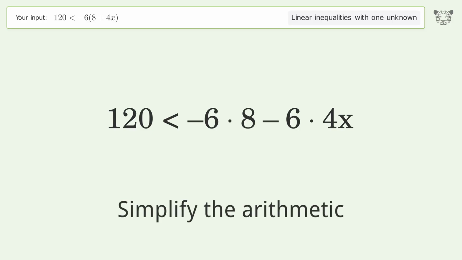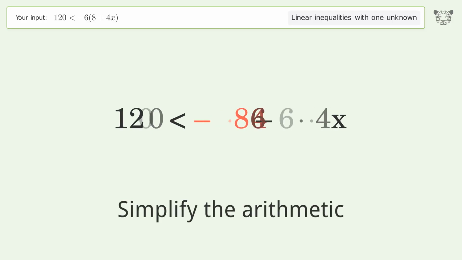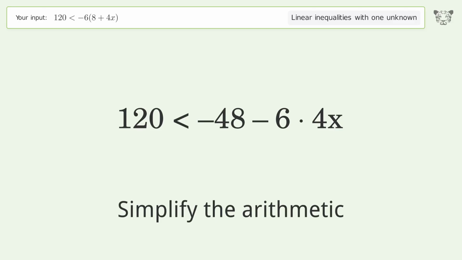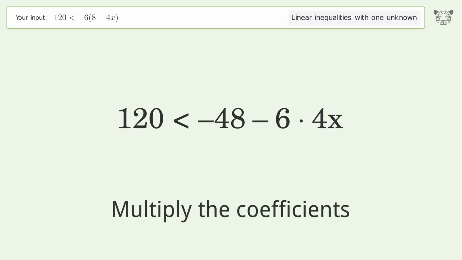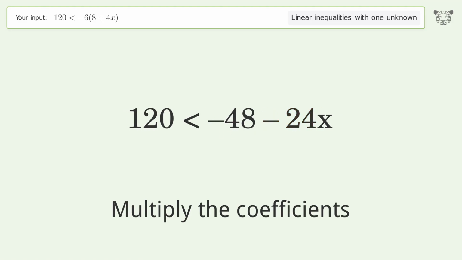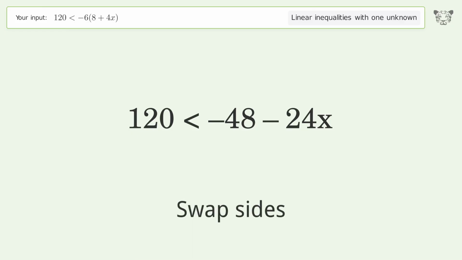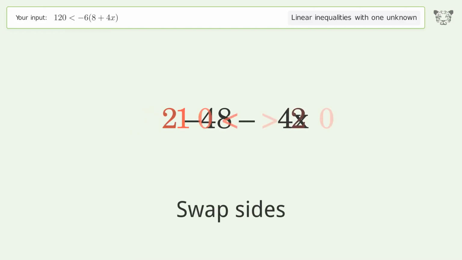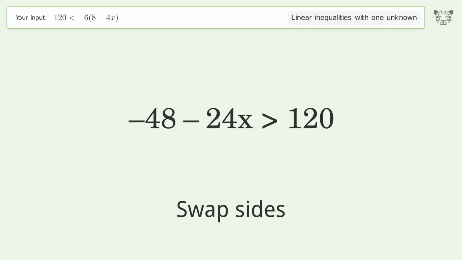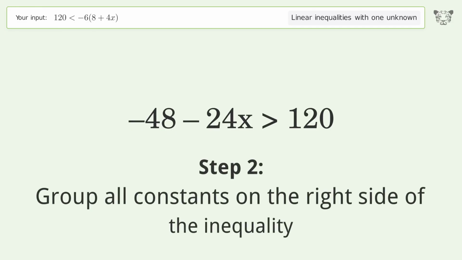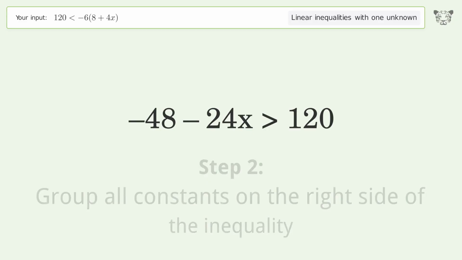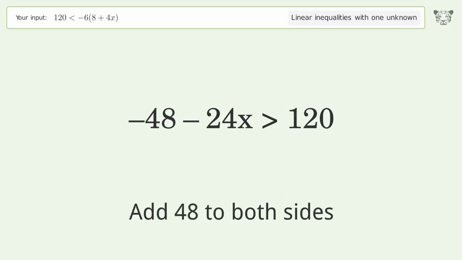Simplify the arithmetic. Multiply the coefficients. Swap sides. Group all constants on the right side of the inequality. Add 48 to both sides.